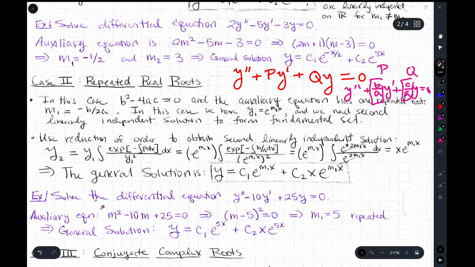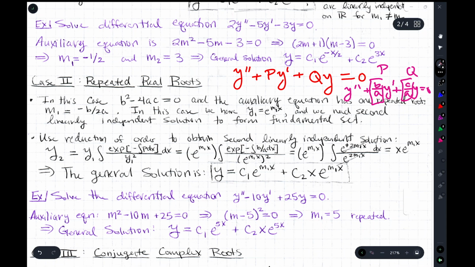And so let's look at a concrete example. We have this differential equation here. The auxiliary equation is this. Again, the powers of m correspond to the nth derivative. So m squared, there's a 1 there, negative 10 for m raised to the power 1, and 25 for m to the power 0, or the 0th derivative. And we factor this and we get m minus 5 squared. That's the repeated root of 5.